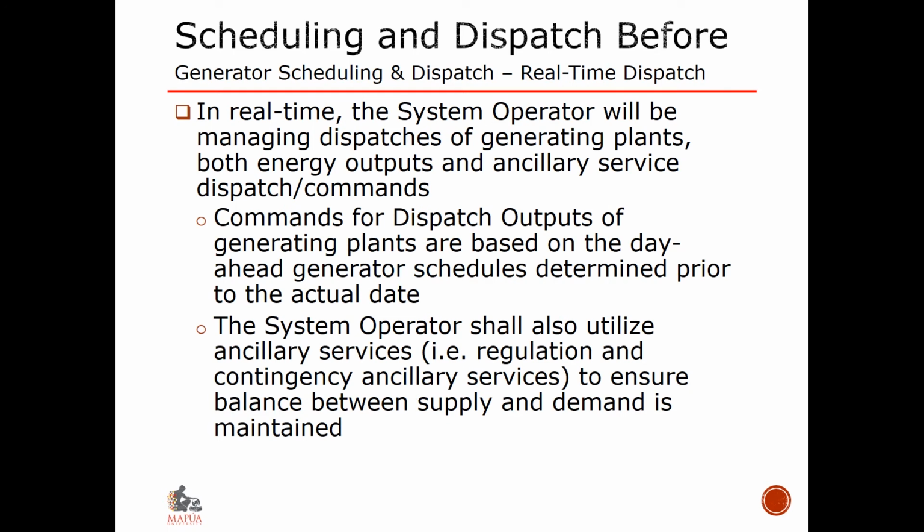As was stated, in real time, the system operator will be managing dispatches of generating plants, both energy outputs and ancillary service dispatch commands. Commands for dispatch outputs of generating plants again are based on the generator schedules from the day ahead, whereas the system operator shall also utilize ancillary services. The most common of them are regulation and contingency ancillary services, to ensure always that there's balance between supply and demand.